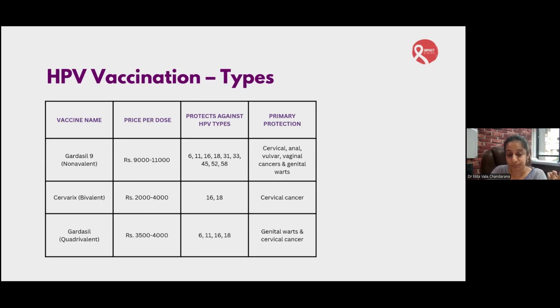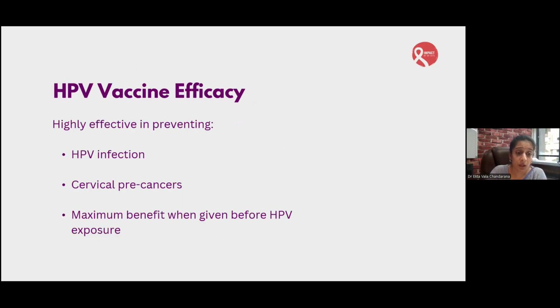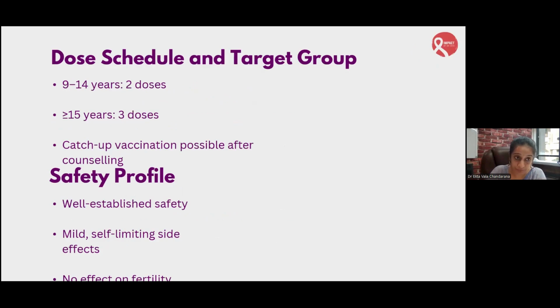It covers 2 important strains, that is 16 and 18, which are responsible for the majority of the cancers. And the third is Gardasil 4, that is the quadrivalent vaccine. The cost is around 3 to 4,000. It covers 4 strains of the HPV virus. If we talk of efficacy, it is highly efficacious, about 95%. It prevents HPV infection if taken at the appropriate age. It prevents cervical precancers, with maximum benefit when given before HPV exposure.